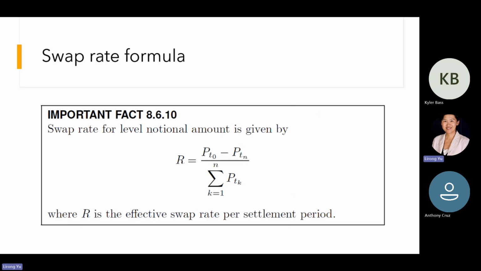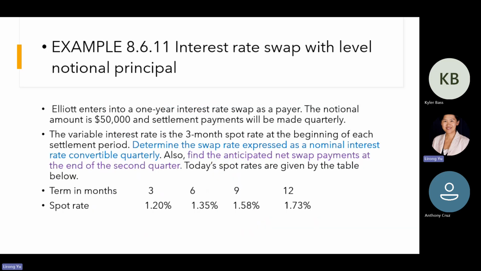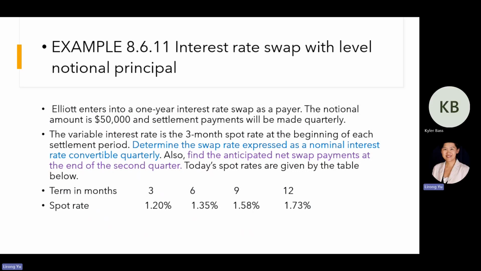Let's see if we can apply this formula to a couple of different scenarios. We're going to revisit many of the calculations that we did earlier to see if the formula offers a better way to calculate. So let's look at this one. Okay, this is example 11. We have 50,000, the notional amount, being the same. This is talking about making a quarterly payment, so payments are made at 3 months, 6 months, 9 months, and 12 months. And we have a swap rate offered here.